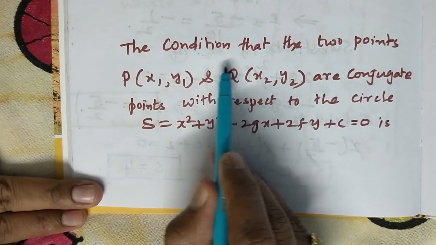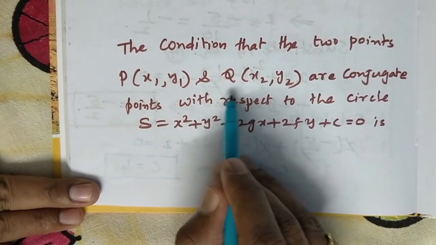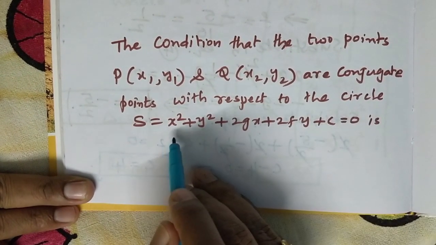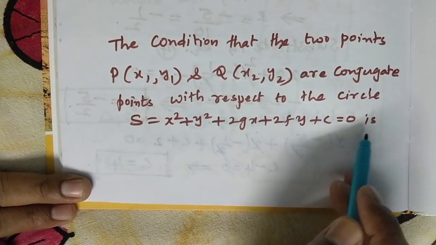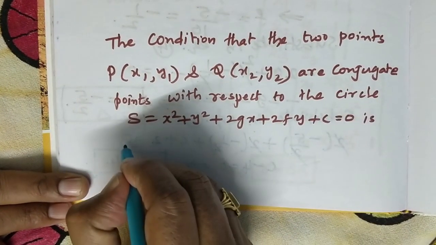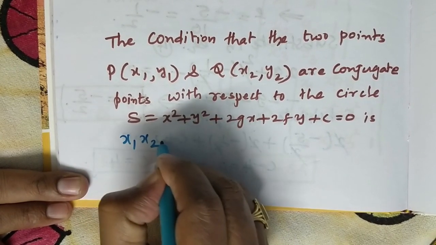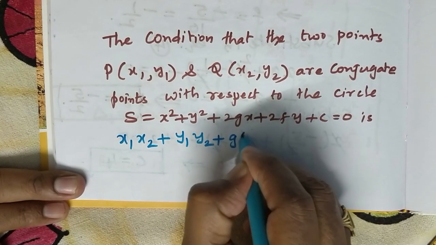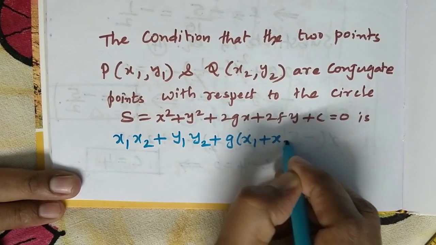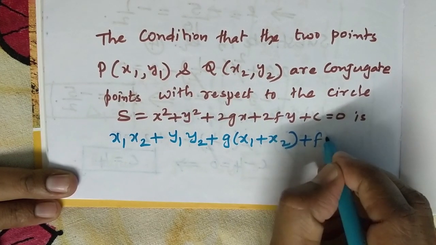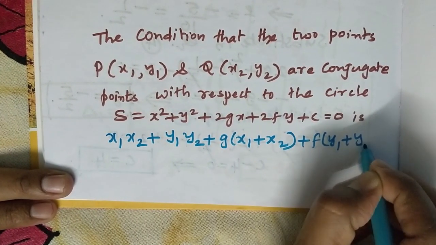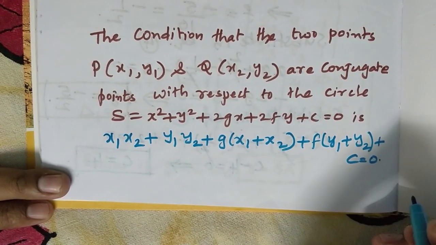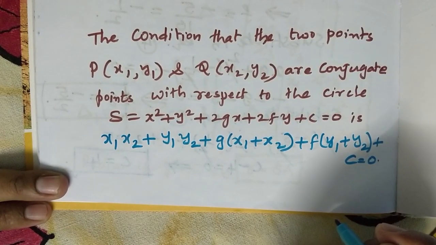The condition that the two points P (x1, y1) and Q (x2, y2) are conjugate points with respect to the given circle S = x square plus y square plus 2gx plus 2fy plus c = 0 is x1 x2 plus y1 y2 plus g(x1 plus x2) plus f(y1 plus y2) plus c = 0. Let us see the example.